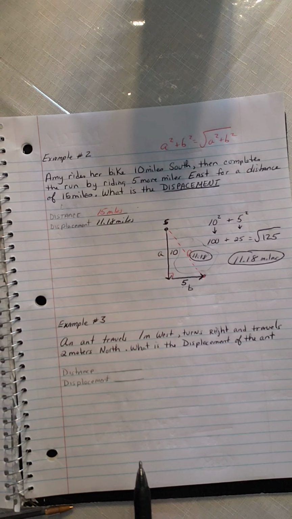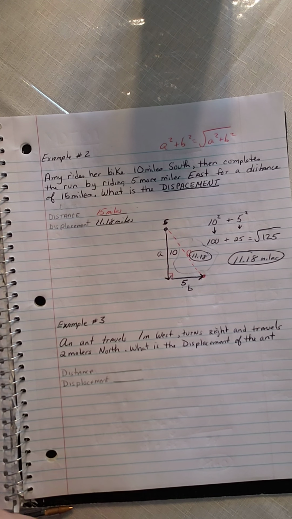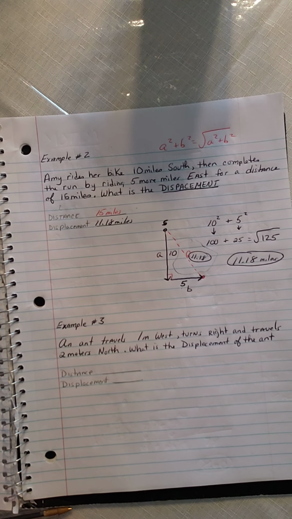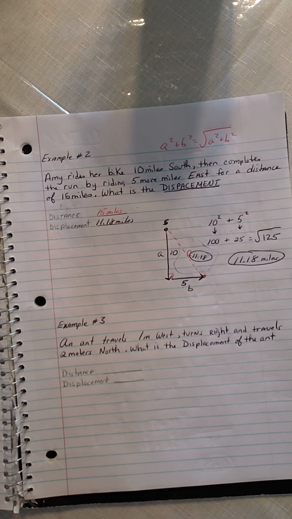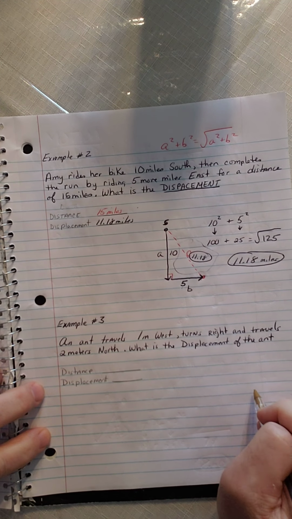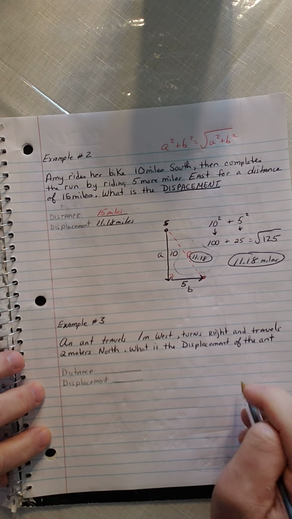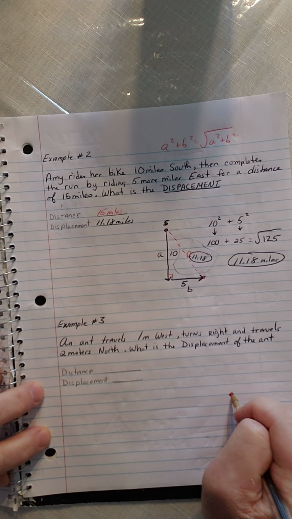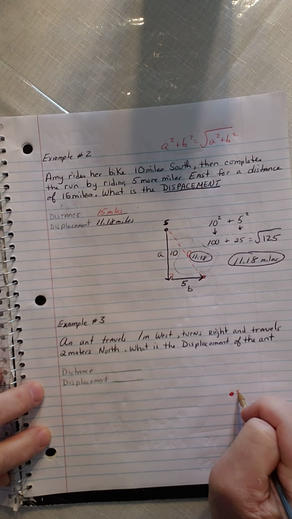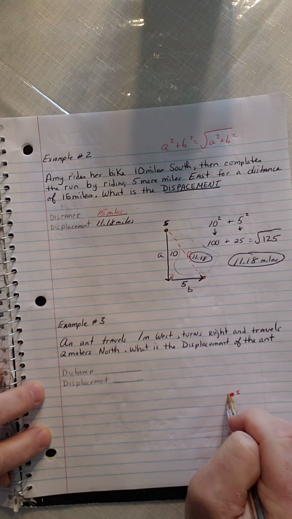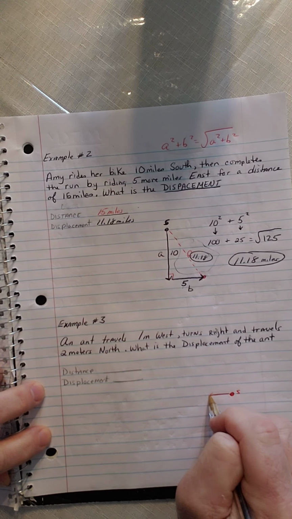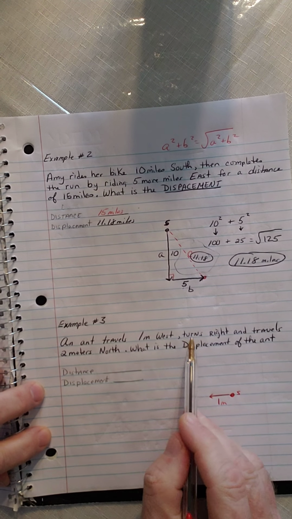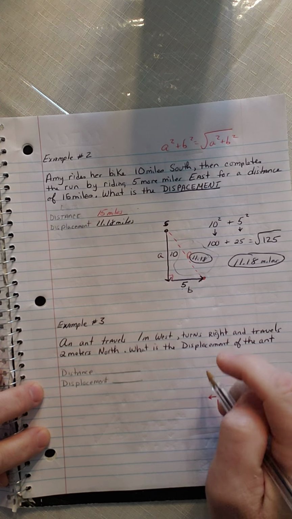All right, and last example for the day. An ant travels 1 meter west, turns right, and travels 2 meters north. What is the displacement of the ant? Because yes, even ants can travel. They might travel a little bit slower, but they can still travel. All right, so I'm just going to map it out. Here's my starting point for the ant. The ant is going to travel 1 meter west, turns right, and travels 2 meters north.